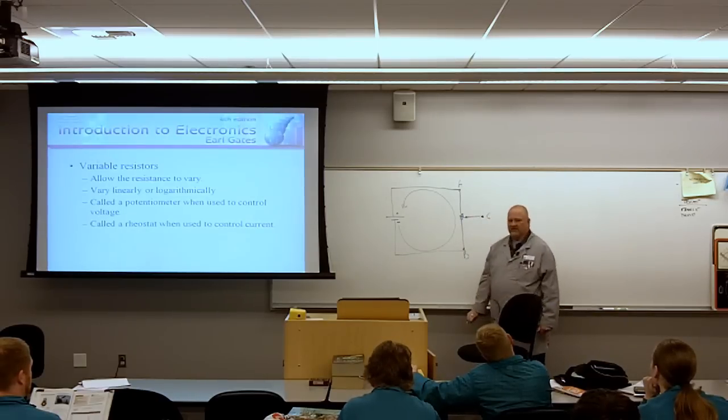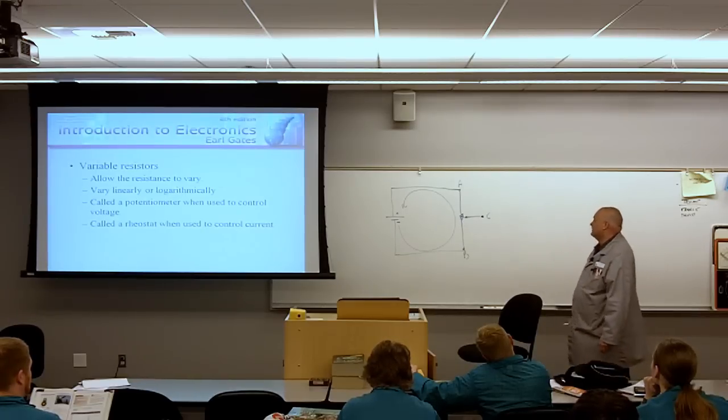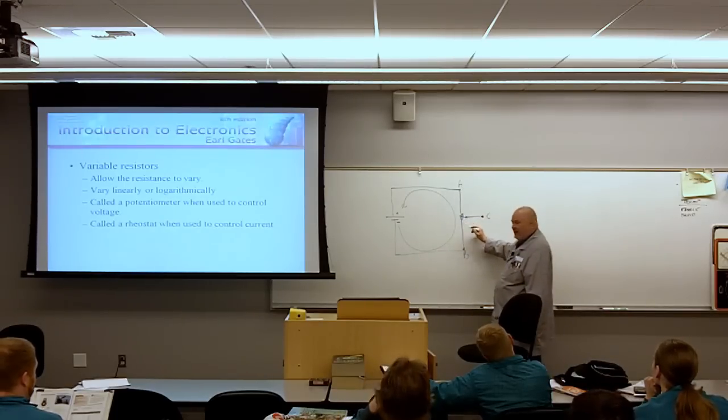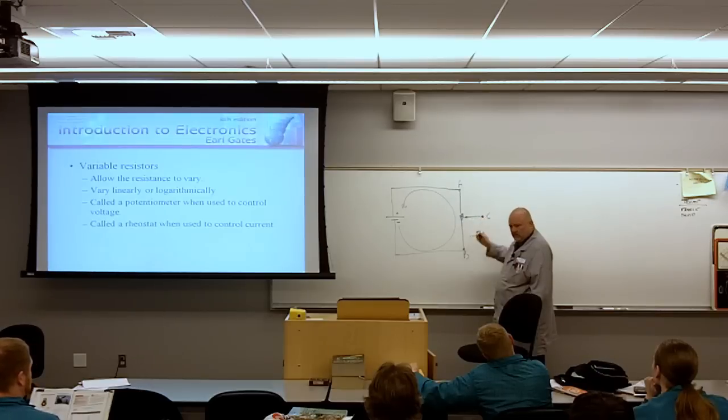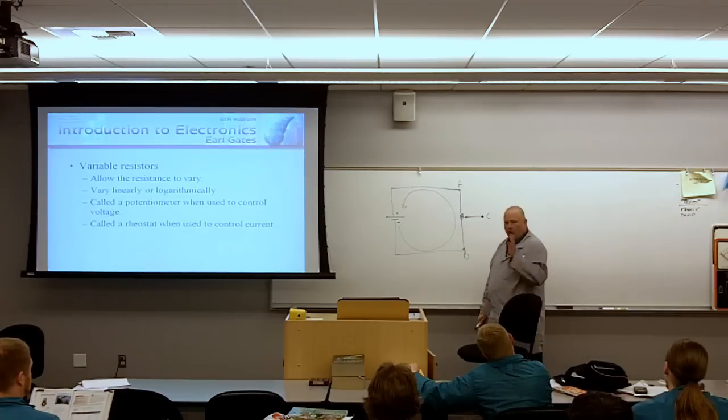And I'll label this terminal C. So between A and B is my total resistance. And then I have C. This is a wiper arm. Physically, what it's going to do is move up and down and come in contact with either more resistive material or less resistive material. It all depends on your perspective.